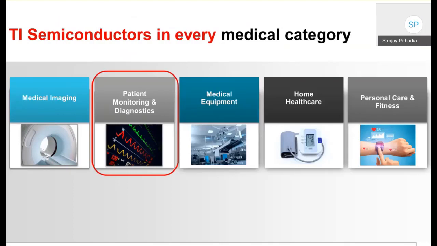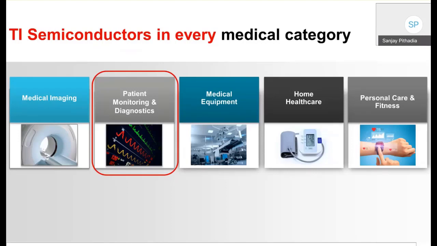Patient monitoring and diagnostic category takes care of all the vital signs sensing and monitoring. If we consider patient monitoring category as a category which takes human vital signs as inputs, then medical equipment is a category which mostly involves all the output devices like ventilators, infusion pumps, anesthesia machines, like that.